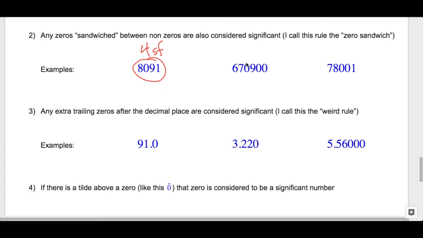In this example here, the 6, the 7, the 9 are non-zero, and this 0 here, it is sandwiched in. So therefore, this also has 4 sig figs. And in our last example, the 7 is a non-zero, the 8 is a non-zero, the 1 is a non-zero. And we have 2 zeros, these ones right here, that are sandwiched in between. That makes them part of the quote-unquote 0 sandwich, as we have written up here. And that means that they are as well significant. So this one would be 1, 2, 3, 4, 5 sig figs.